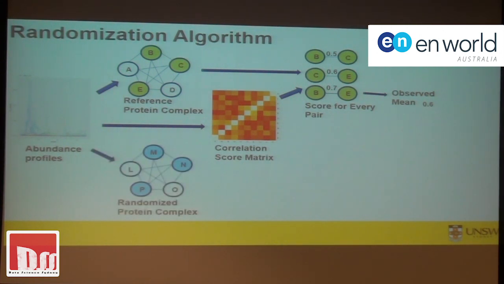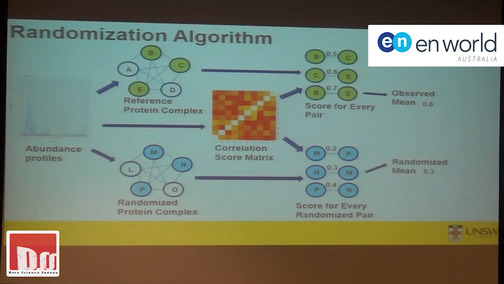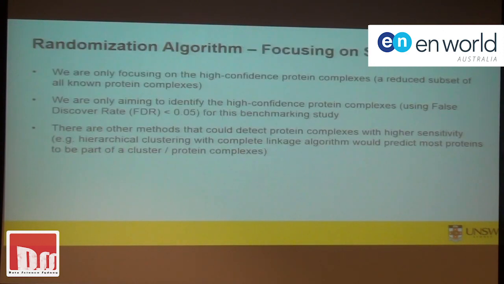To get a background distribution, a null distribution to compare with, we randomly sampled 5 proteins. 3 of them are in our dataset. And we get the score for every randomized pair, we get the mean, and we compare the observed mean with the randomized mean. We do that 1,000 times, and if 999 times out of 1,000 the observed mean is greater, then we say that is a significant result. And of course, we need to adjust for false discovery rate because we are measuring many complexes, but I won't go into detail here today.